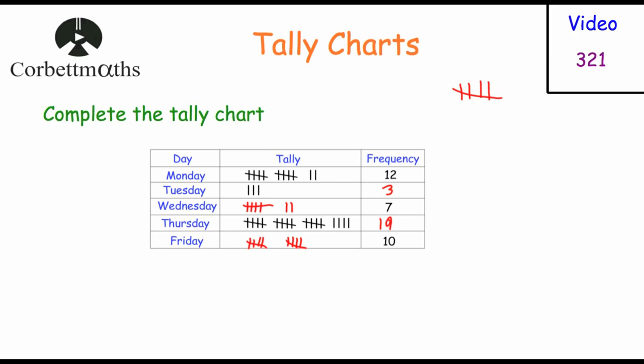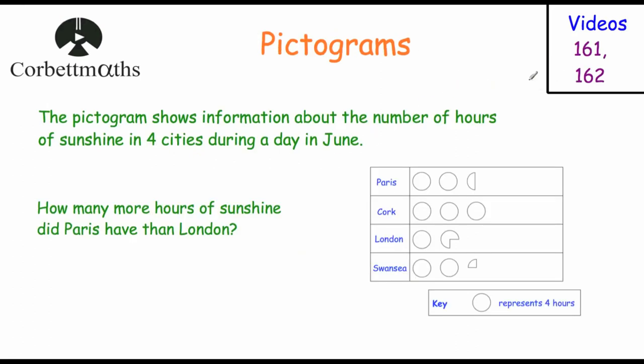Okay, our next topic is pictograms. You can find videos on pictograms on video 161 and 162 on Corbettmaths. So here's an example of a pictogram. A pictogram uses symbols to represent a number. Here we've got a pictogram that shows the information about the number of hours of sunshine in four cities during a day in June. So we've got Paris, Cork, London, and Swansea.